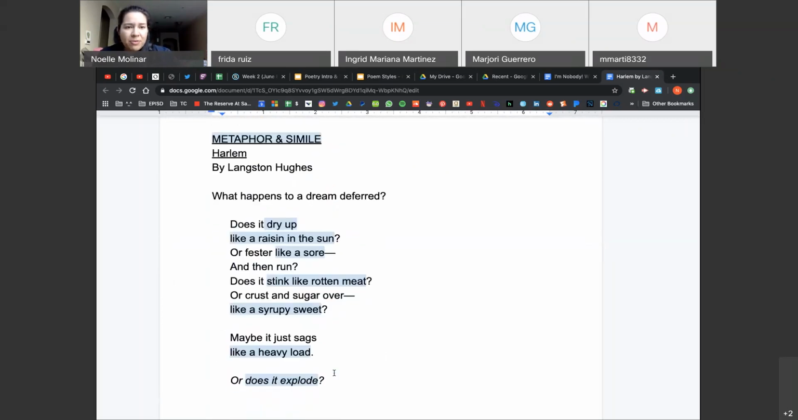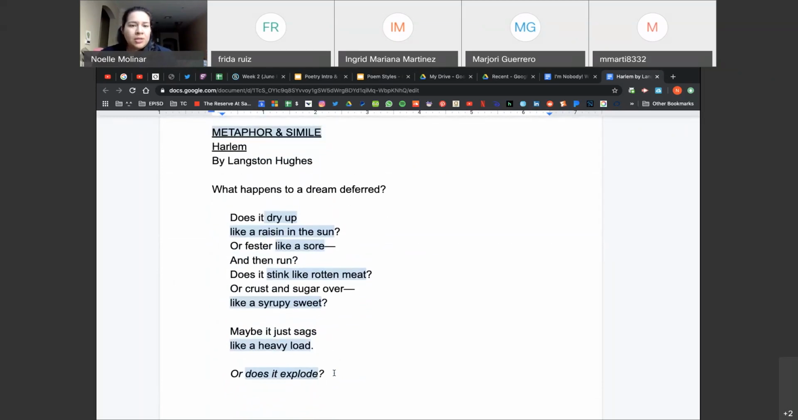Here we have metaphor and simile. So does it dry up like a raisin in the sun? So the dream, can a dream dry up? No. So that's a metaphor right there. And then we have the words like a raisin in the sun. So bam, right away we know. If we see the word like, simile.